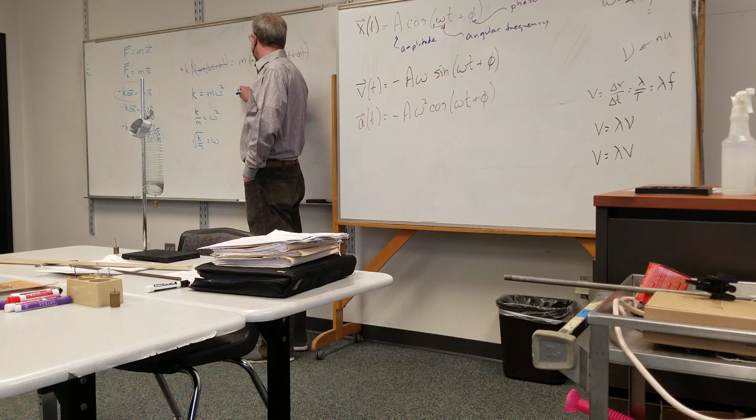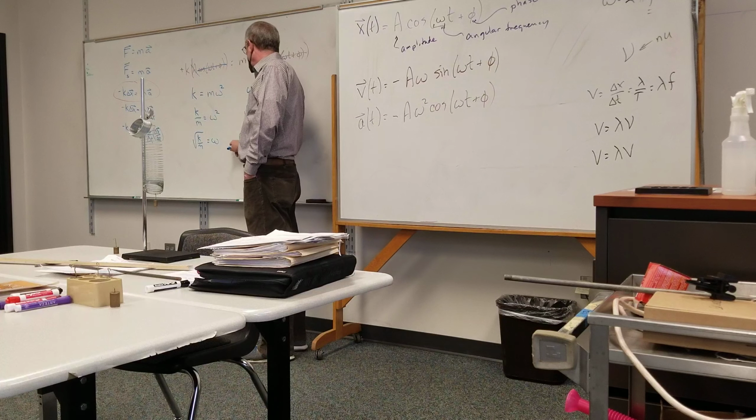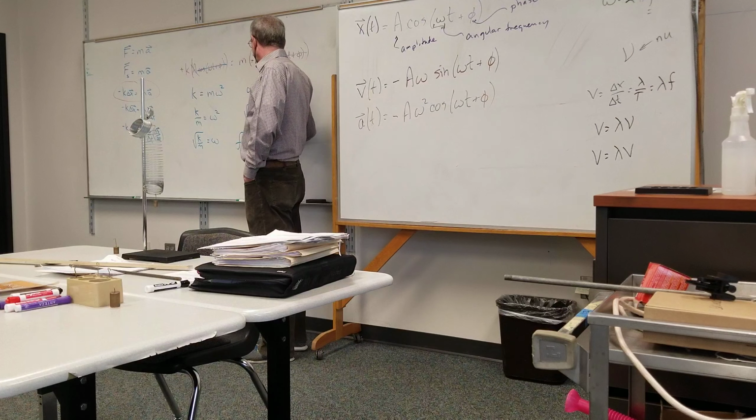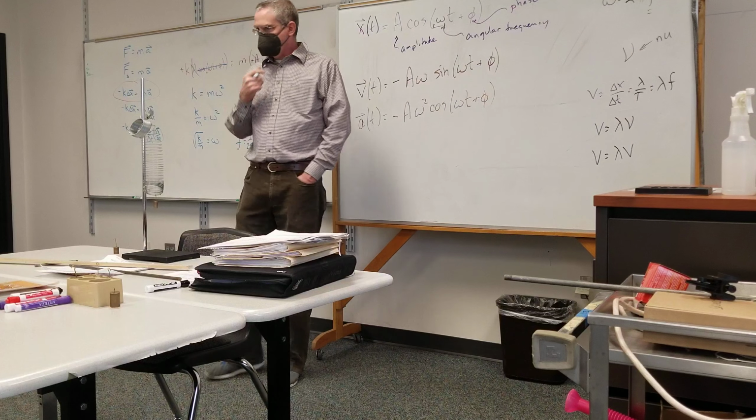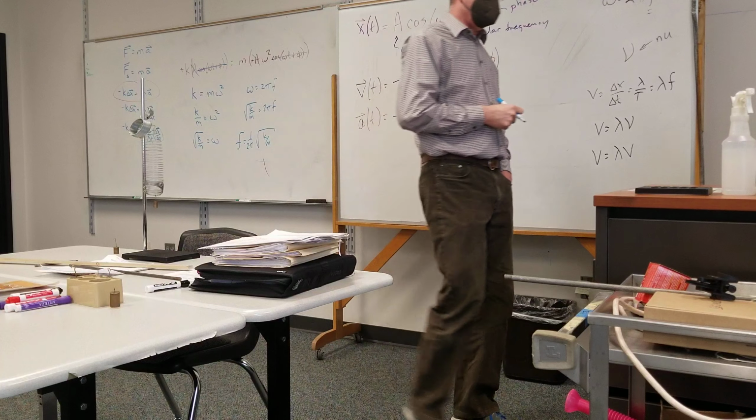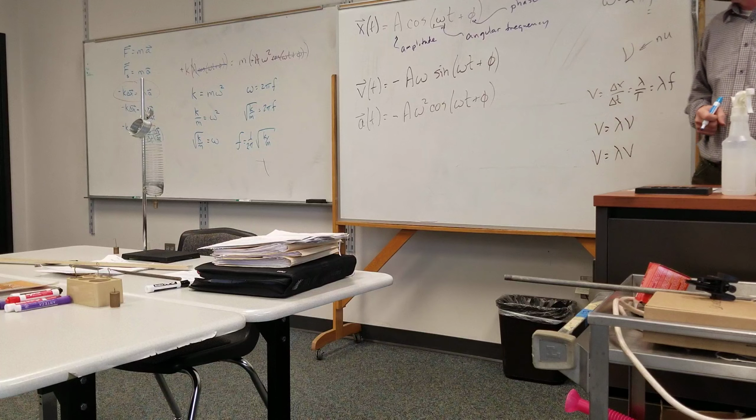Since omega is equal to 2 pi times the frequency, I have the square root of k over m is equal to 2 pi times the frequency, or the frequency is equal to 1 over 2 pi times the square root of k over m. Another one of those equations that pops up again and again.